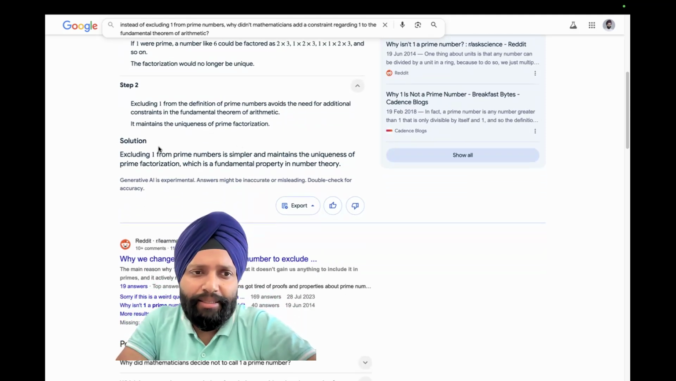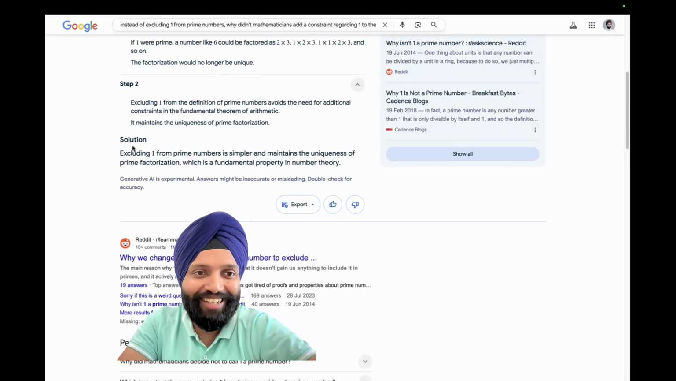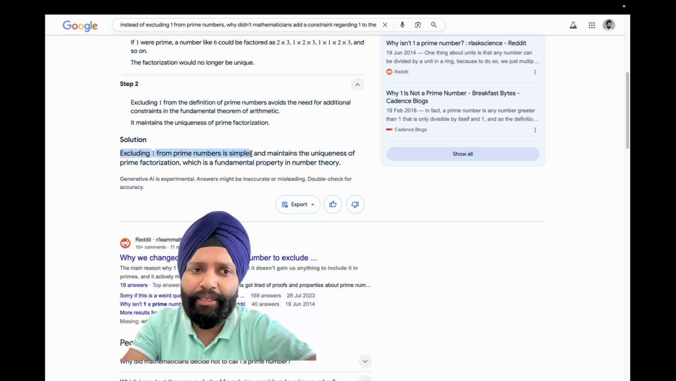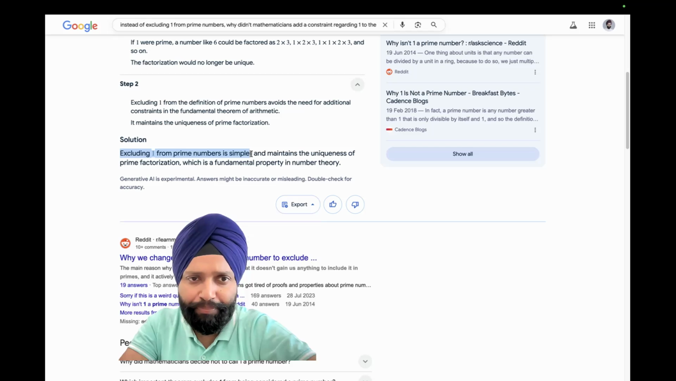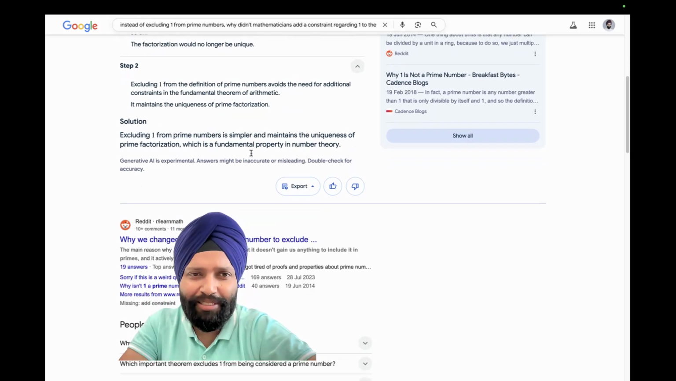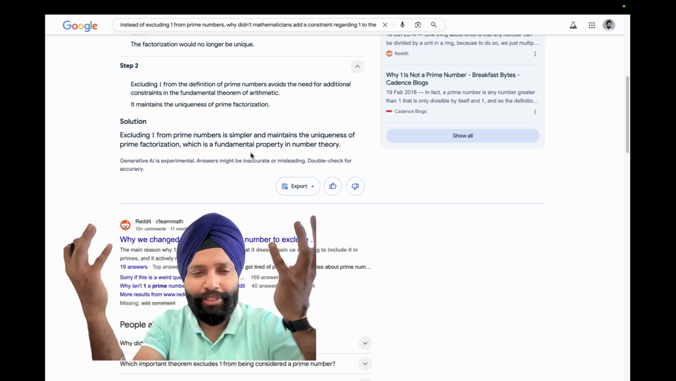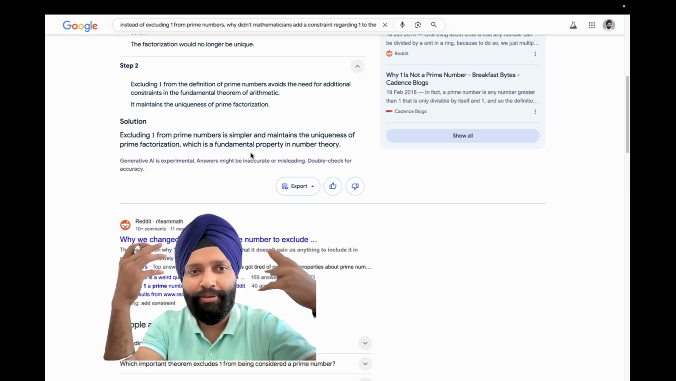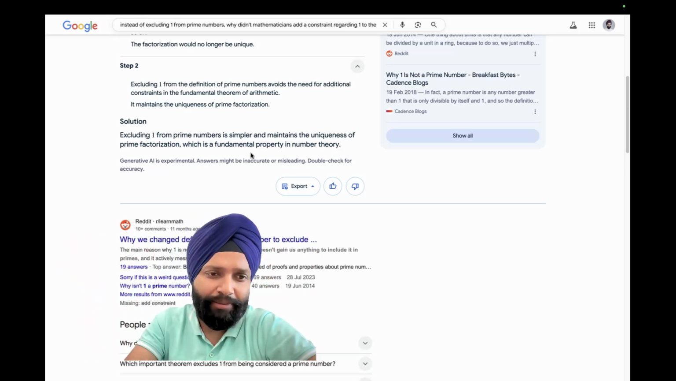Essentially, the answer, and you can of course go through all this, was that excluding 1 from prime numbers is simpler and maintains the uniqueness, which essentially makes the theorem hold. But it is simple. What does it mean, it's simple? They both seem to be the same, right? You change the definition here, you change the definition there. Why is one simpler over the other?